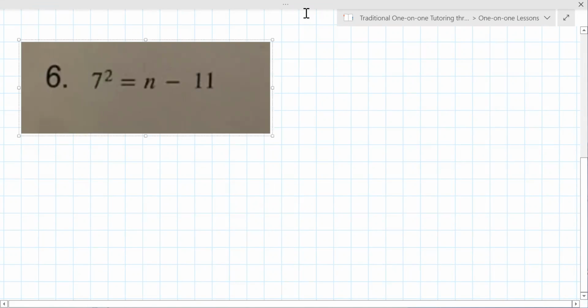Can you read this thing over here on the left that I'm sort of circling? That's 7 times 7. It's 7 to the power of 2, or 7 times 7, like you said.